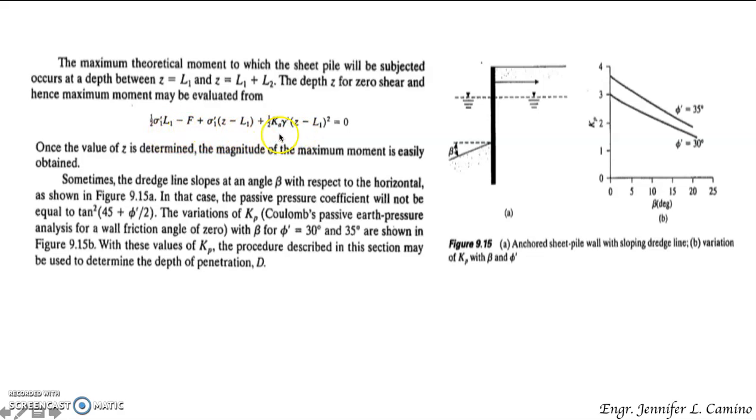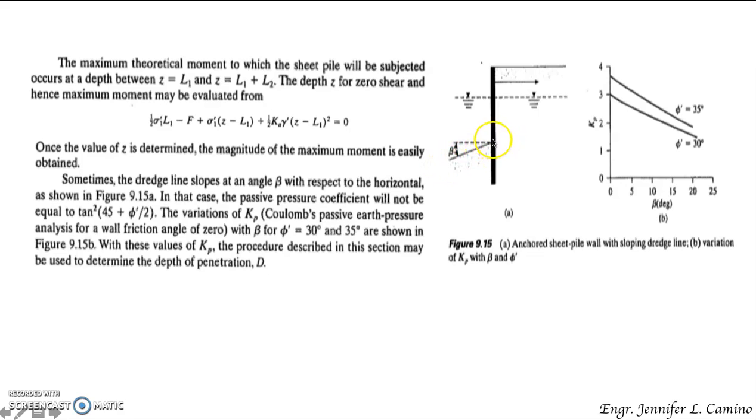It can be evaluated using this equation, wherein the depth Z for the zero shear is used to evaluate our maximum moment. So once the value of Z is identified, the magnitude of the maximum moment can also be identified. However, there are cases wherein the dredge line is not horizontal, so there is a slope.